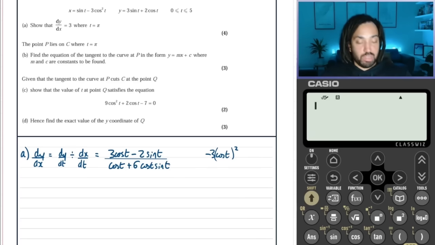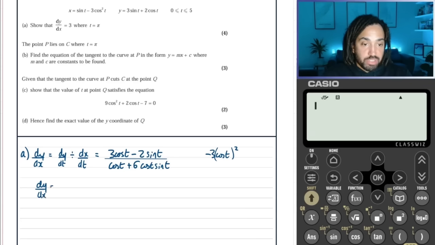Okay, right, some quick fire chain rule there. So once again, the power comes down, multiplies by the coefficient, keep the bracket the same, drop the power down by 1, and then times by the derivative of the bracket. And we need to show that it equals 3 when t is equal to pi. So what we need to do then is substitute in when t is equal to pi.